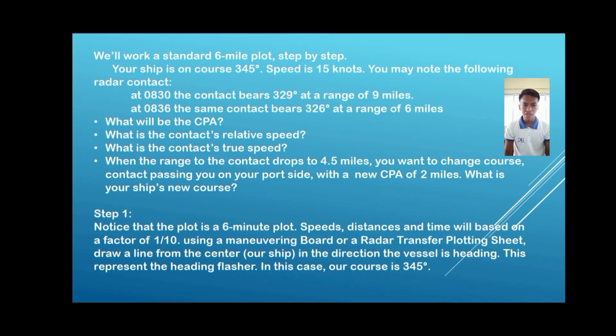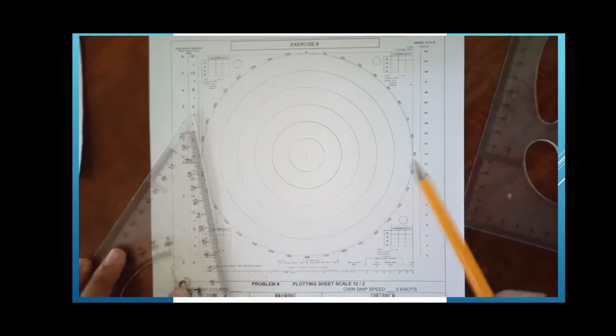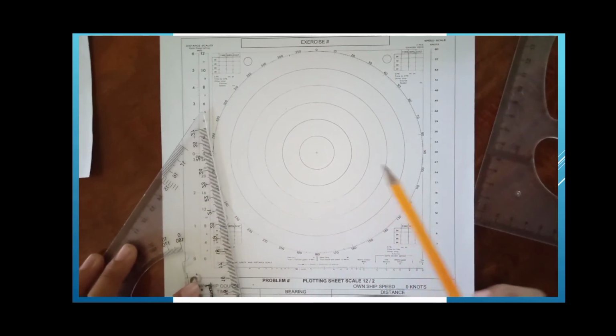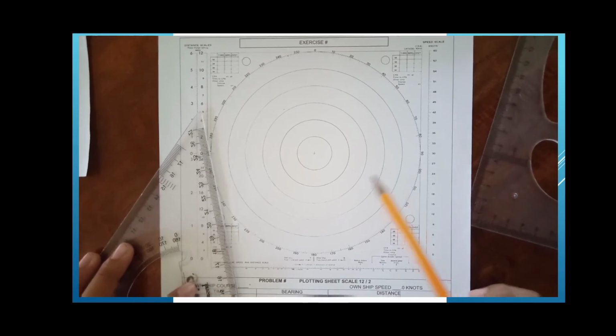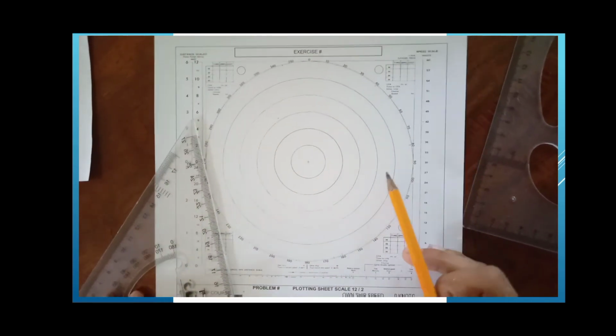As a condition, draw a line from the center in the direction the vessel is heading. This represents the heading flasher. In this case, our course is 345 degrees. So, using the maneuvering board or radar transfer plotting sheet, we're going to plot the given example here.